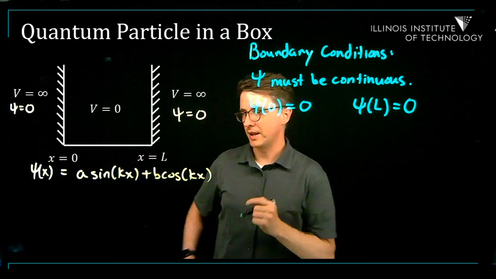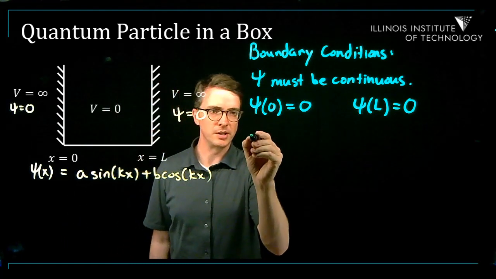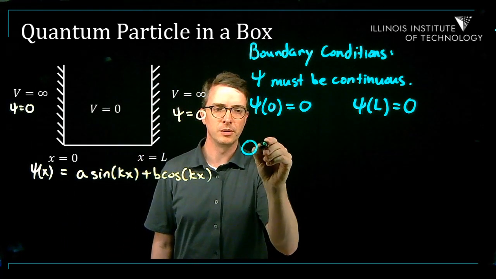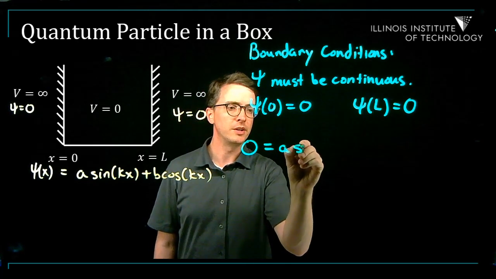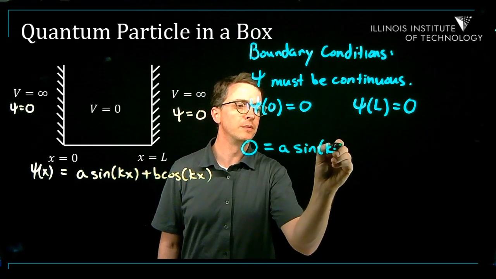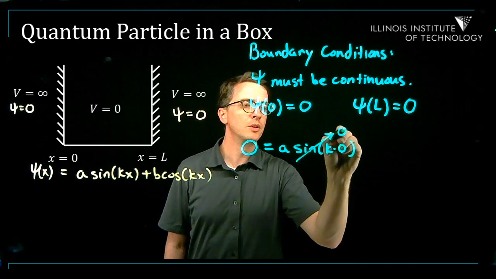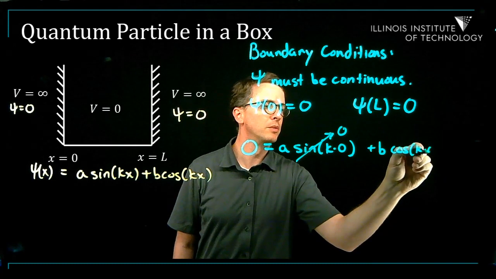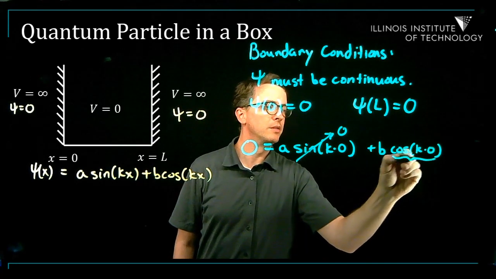So let's apply that to our wave function here. Psi of 0 equals 0 means that 0 is equal to a sine of k times 0, which is 0, plus b cosine of k times 0, which is equal to 1.